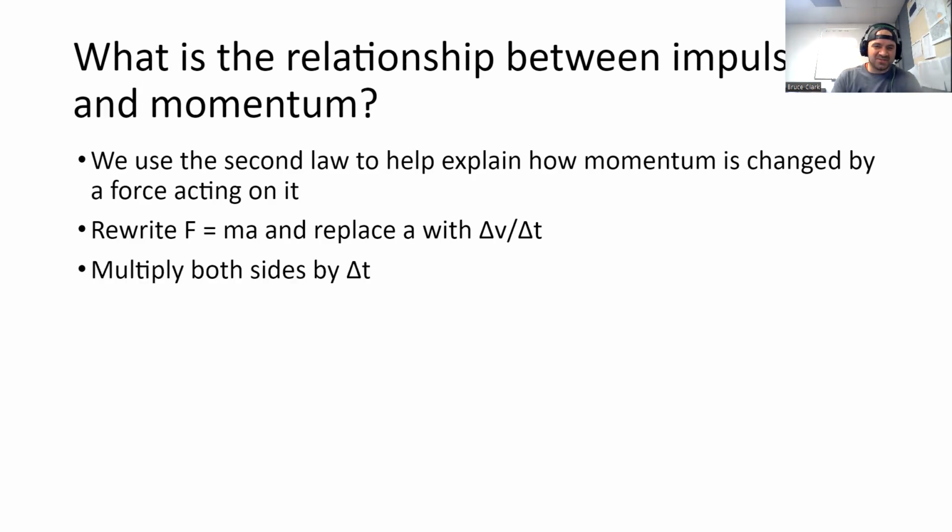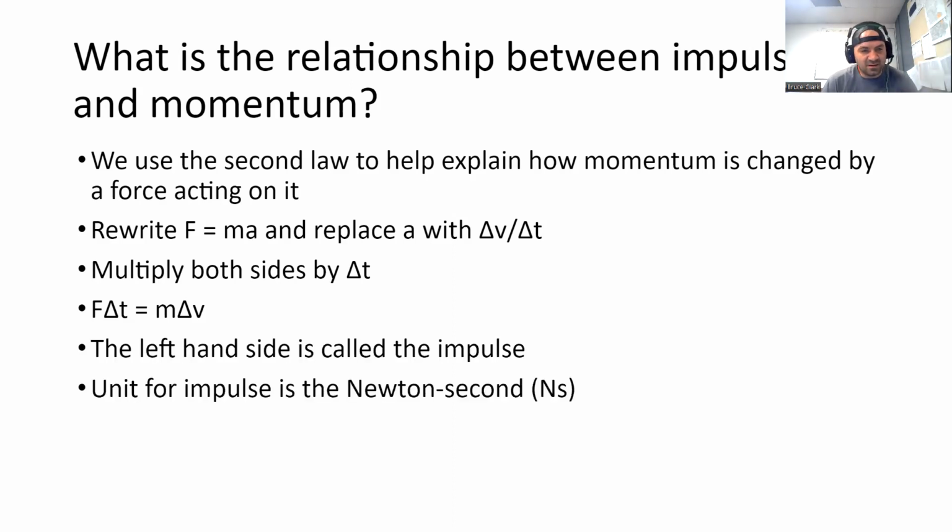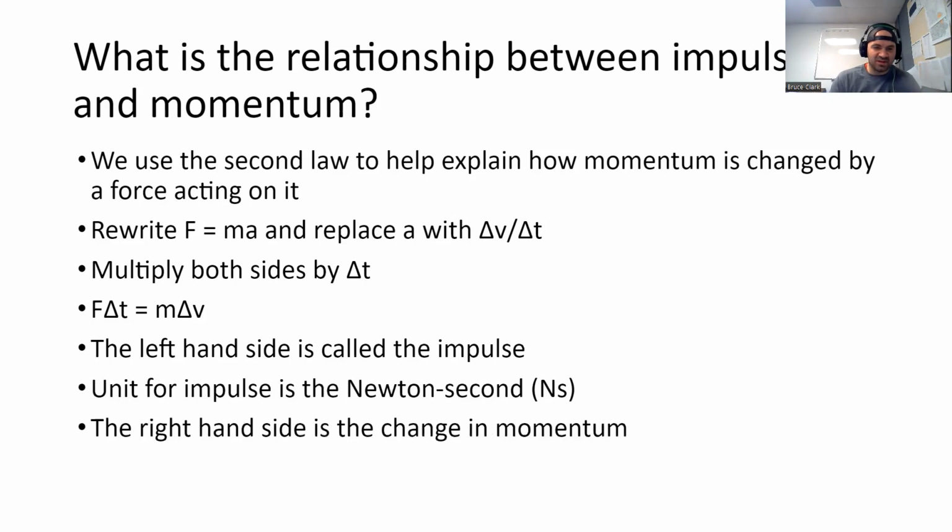You multiply both sides by time, and you get impulse equals mass times the change in velocity. So like I said, the impulse on an object is related to its momentum. The left-hand side is the impulse, force times the change in time. The unit for impulse is newton seconds. We know that. The right-hand side is the change in momentum. So this is how we're going to be calculating changes in momentum.